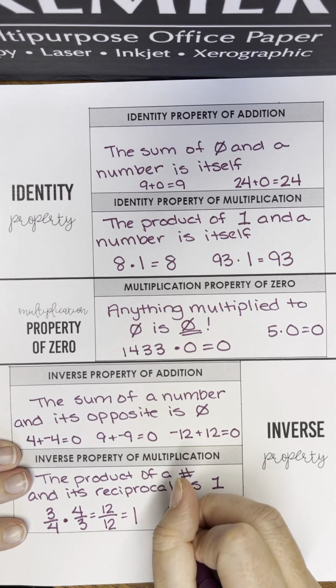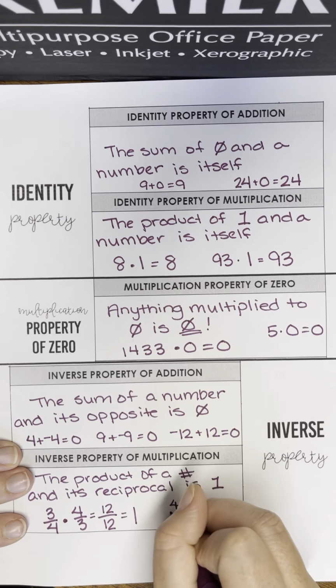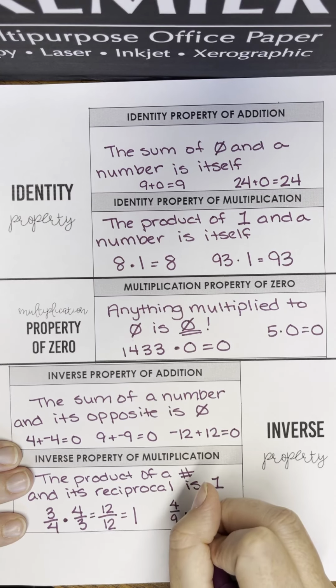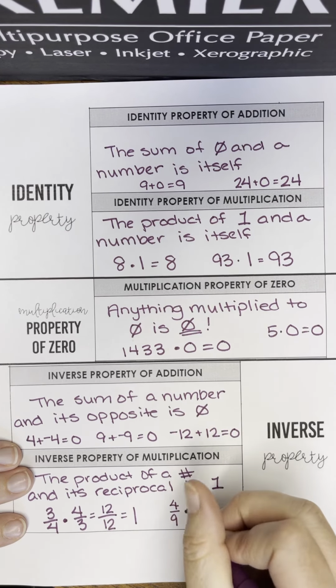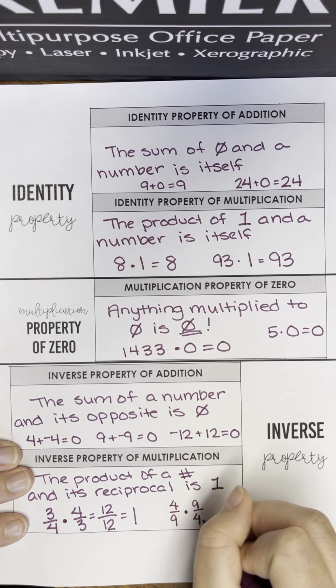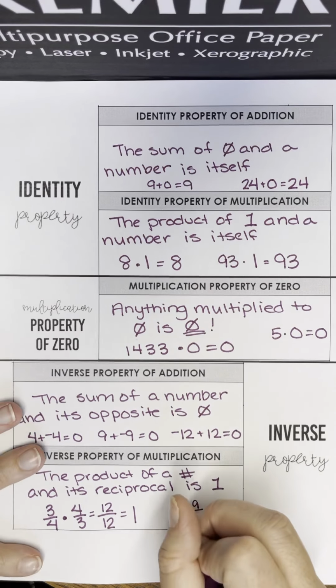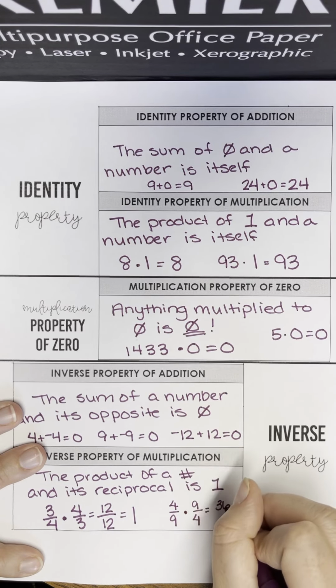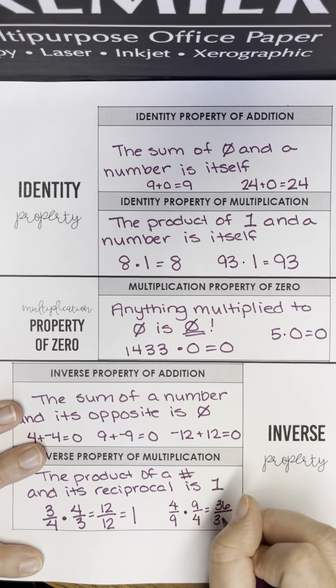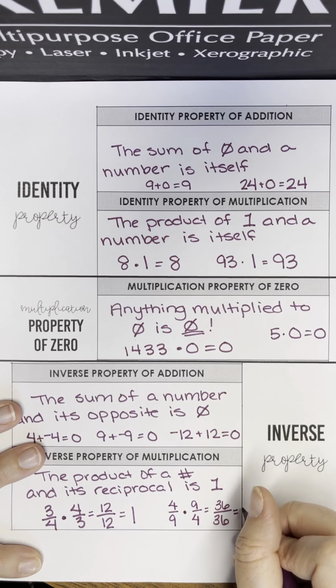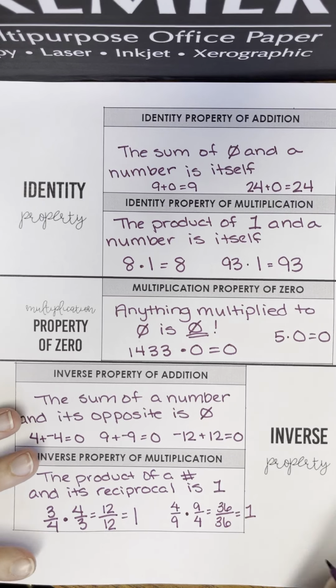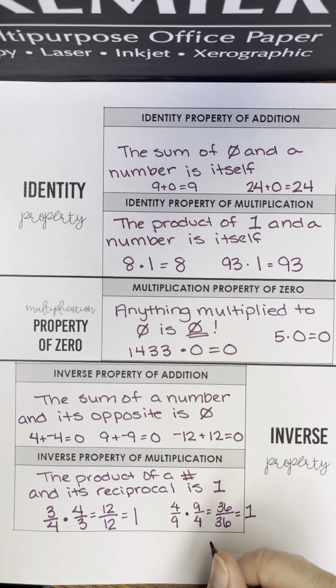Another example would be, let's do 4/9. Okay, times the reciprocal would be 9 over 4. Okay, and 4 times 9 is 36. 9 times 4 is 36. 36 over 36 is equal to 1. Okay, this will come in real handy when we start learning about algebra and undoing what we're seeing.